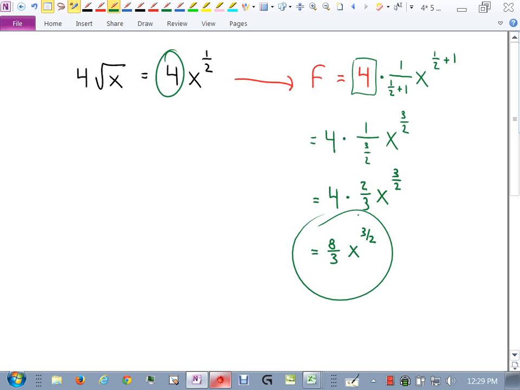And we can always check it, right? Check. 8/3 times 3/2 is 24/6 when we take the derivative, right? 24 over 6 is 4. And then when you take 1 away from 3/2, you get 1/2. So it works.